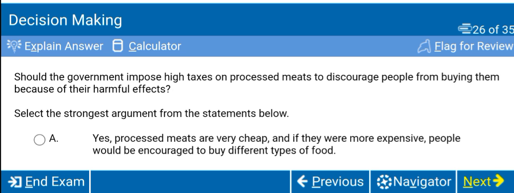Should the government impose high taxes on processed meats to discourage people from buying them because of their harmful effects? Select the strongest argument from the statements below.